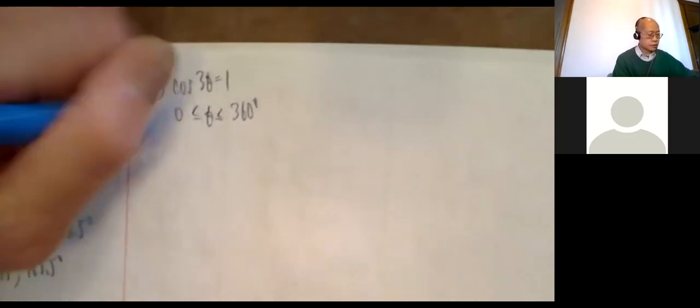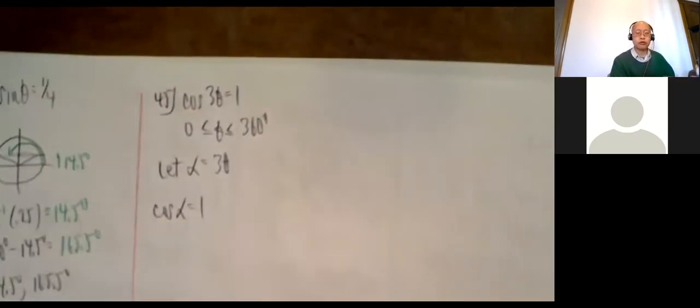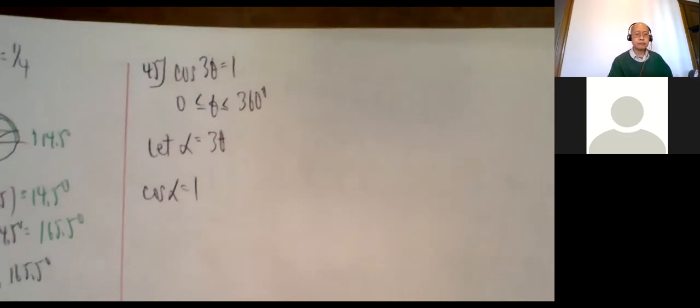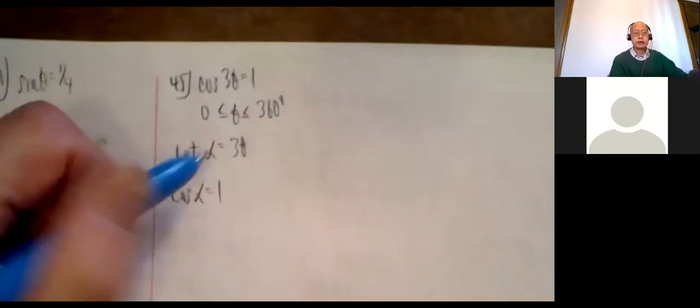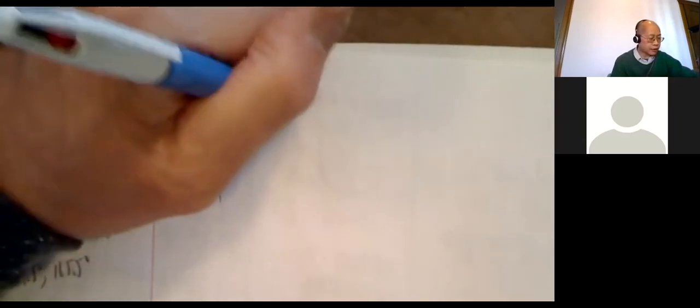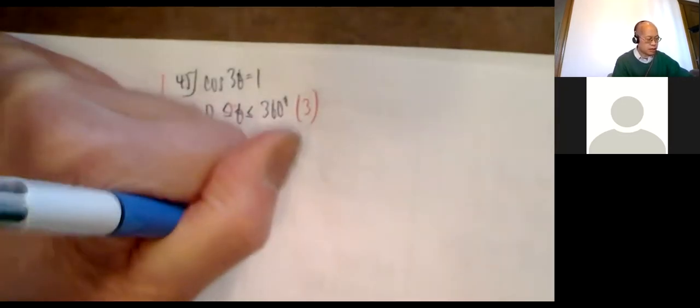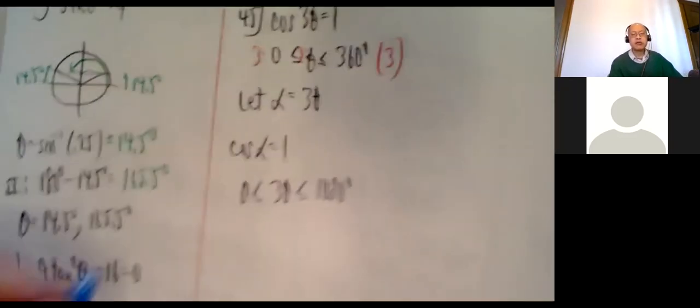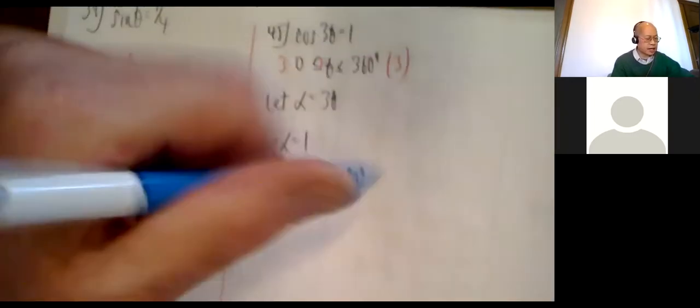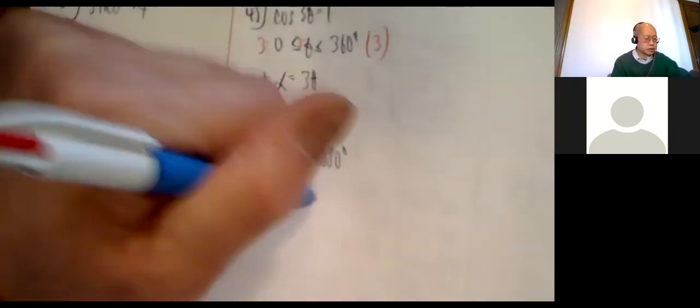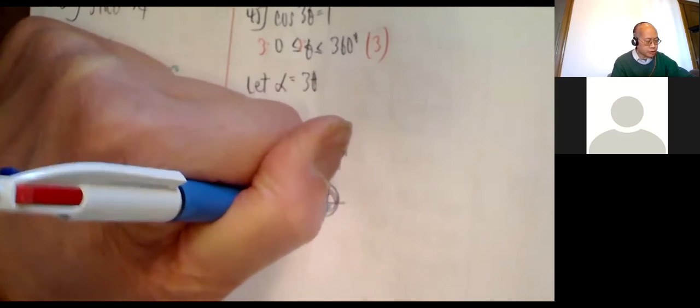Let me do a substitution. So how about let alpha equal 3 theta, which means cosine alpha is equal to 1. That's a lot easier, right? But if theta is between 0 and 360, let me multiply all of these by 3. 3 times 0 is 0, and 3 theta, 1080. The reason why I do that is that tells me what alpha does. Alpha is between 0 and 1080. That's 3 revolutions. So I want all the solutions going around once, twice, 3 times.